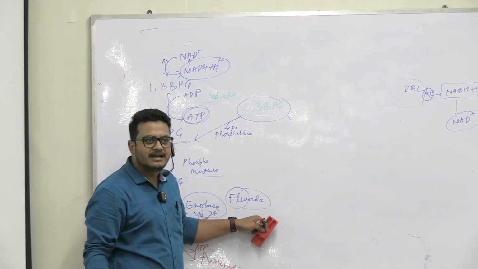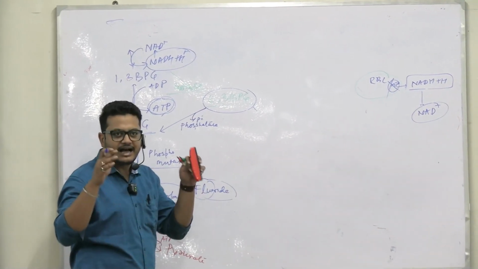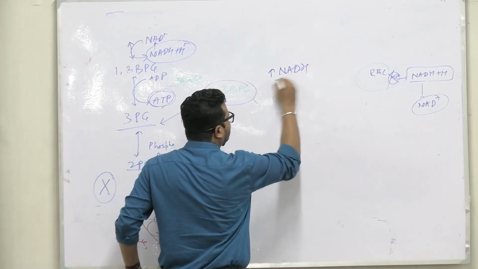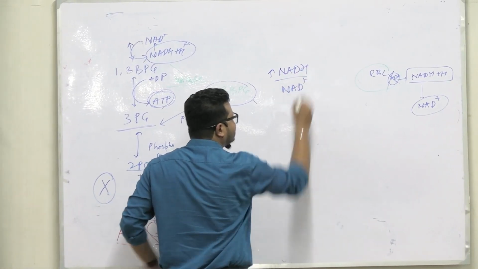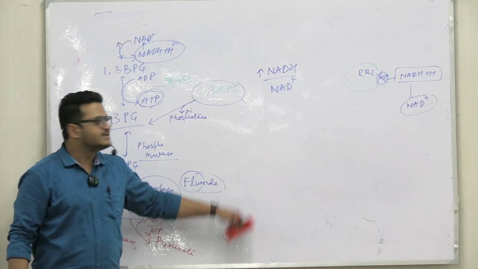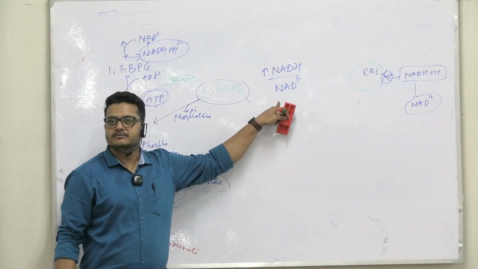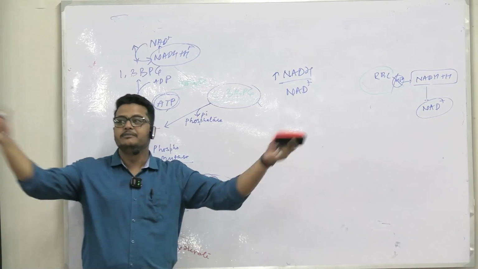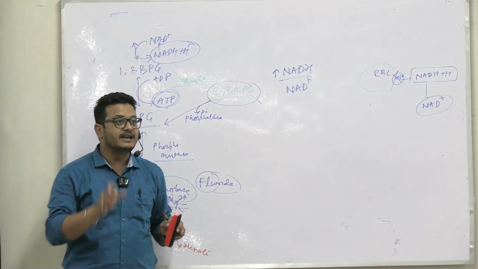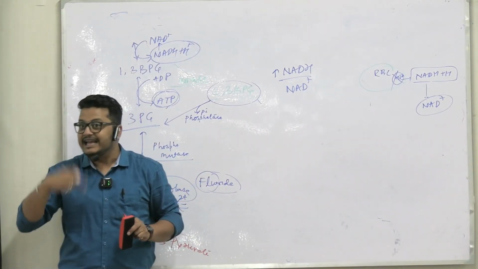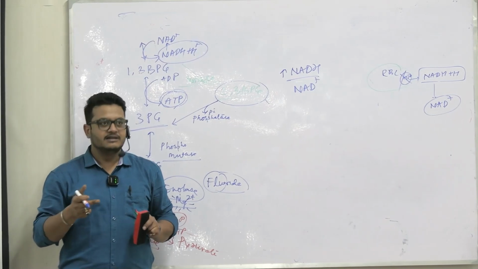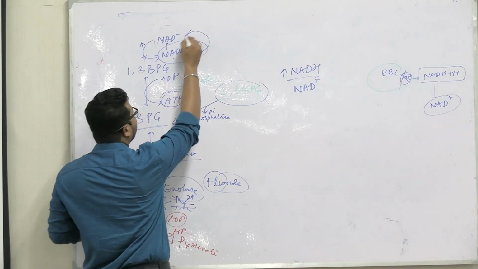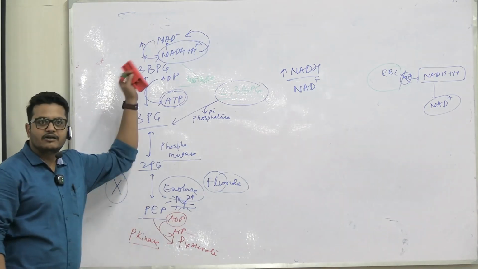So as a result, inside the RBC, the ratio of NADH to NAD will increase. These are all organic components, coenzymes. They are not present in unlimited abundance; they are present in limited form. That's why their cycling is important. If NADH is formed over here, it has to reconvert back into NAD plus. Otherwise, the glycolysis will shut down.